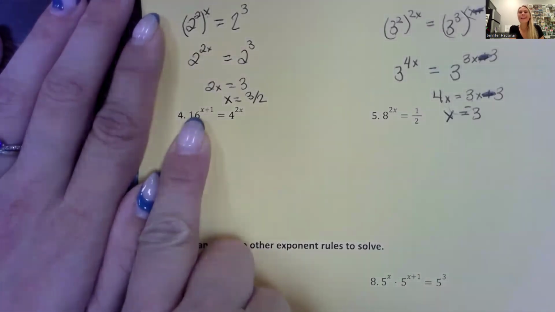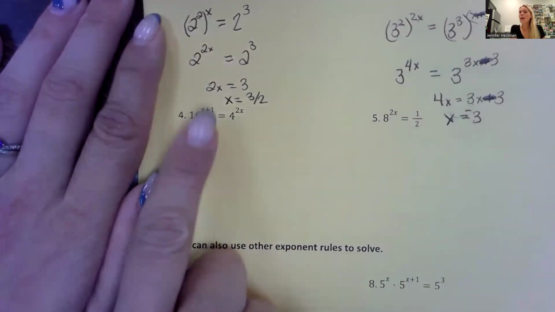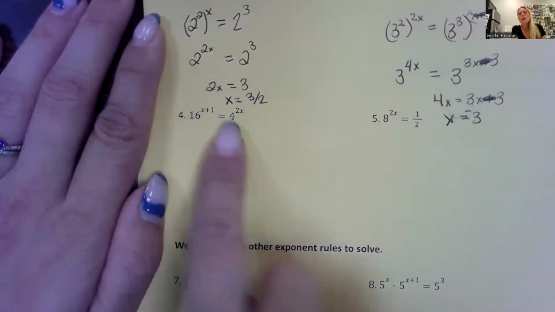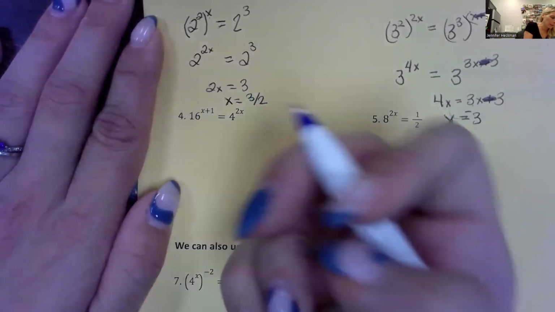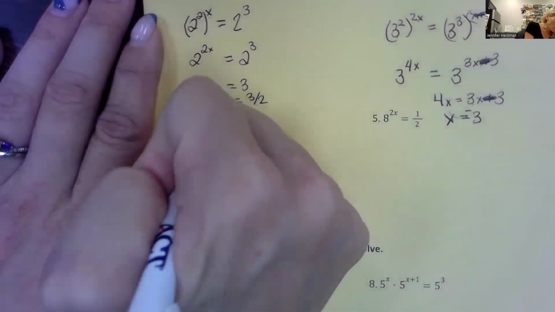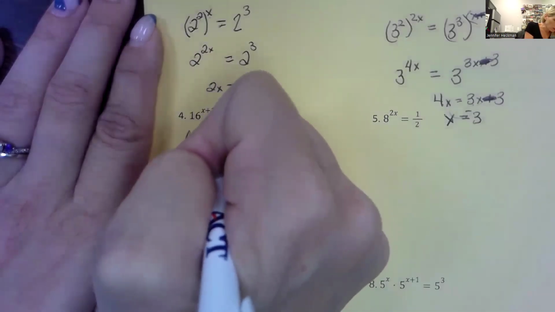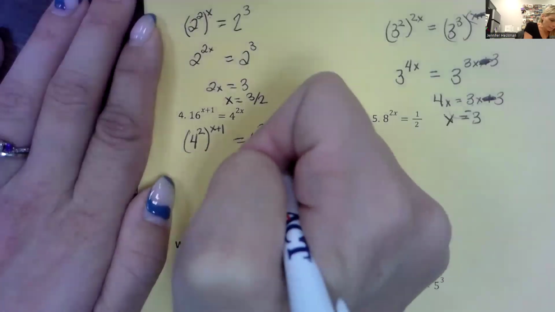Could you have done another thing? Yes, you could have done 2. 2 to the 4 is 16, and 2 squared is 4. So either way, you'd come up with the same answer, okay, guys? But I'm going to stick with the easy one, which is 4. So 4 squared is 16, having the x plus 1 there. And hey, we're in the base of 4, so let's keep it.